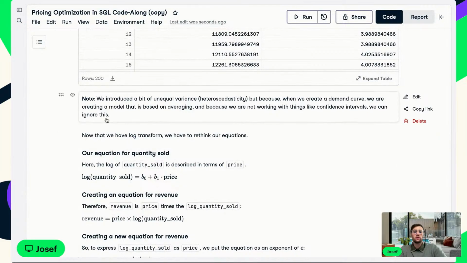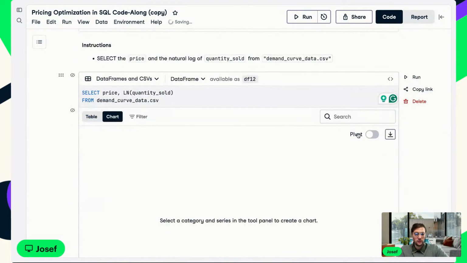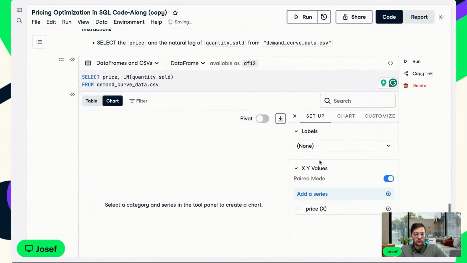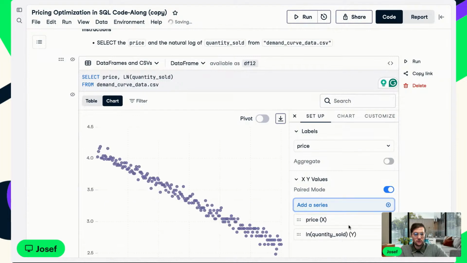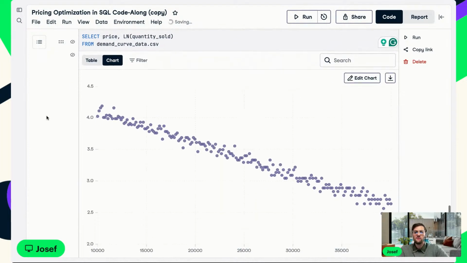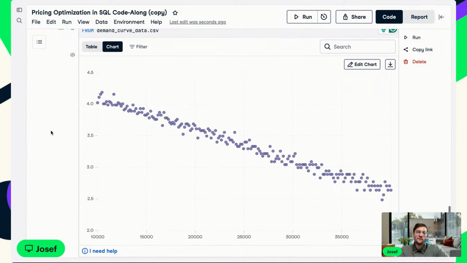Let's create a chart for real. Price, and add a series, log quantity sold. There we go. Here I selected price and the log of quantity sold and created a scatter plot. And this looks much more linear as a linear model.